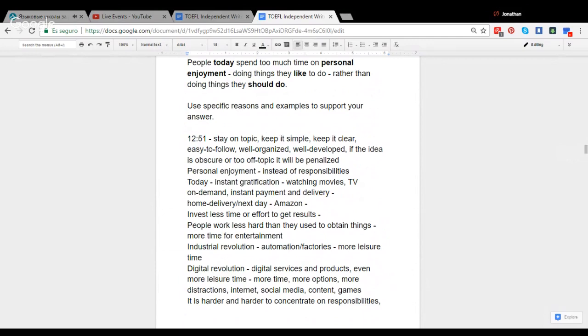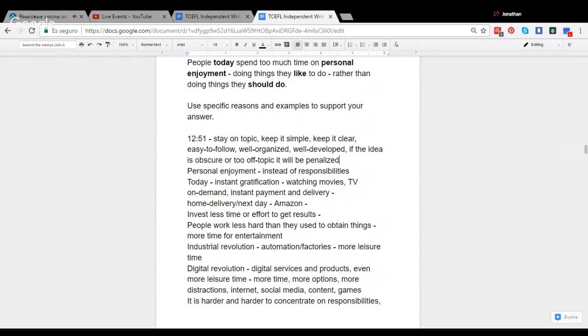So stay on topic. But a big part of this is your organization and your ideas. Make sure they're easy, they're simple to follow. Simple doesn't mean simplified, and it doesn't mean that your grammar and sentences are overly simple. Simple just means that your ideas are easy to understand and easy to follow, they have a sense of logic that makes sense, and your essay seems to flow and develop in a natural way.